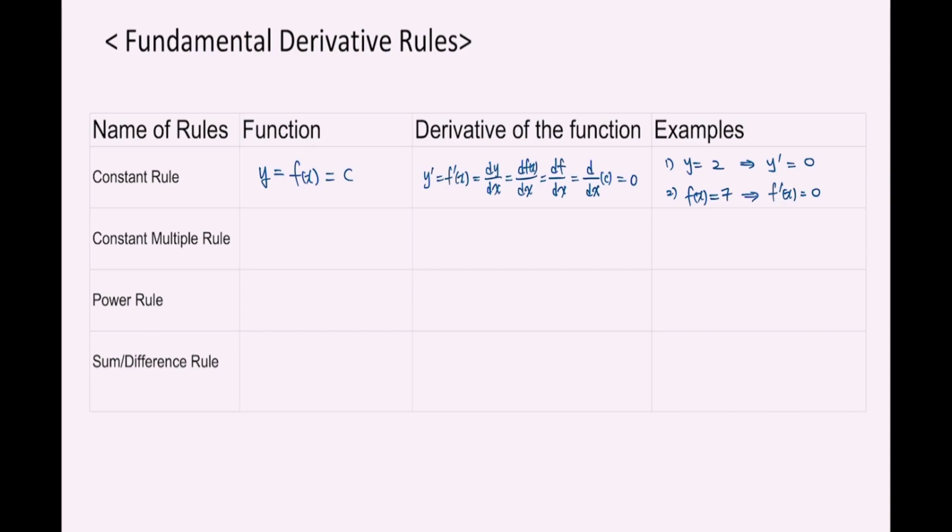Constant multiple rule can be used when a function is multiplied with a constant number and asked to find a derivative. So the function will be given to you as y equals c times f(x). Then the derivative form of the function is, in this case, we keep a constant number as coefficient and find the derivative of the function. So that is y prime equals c times f prime of x.